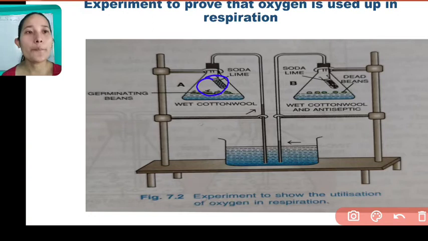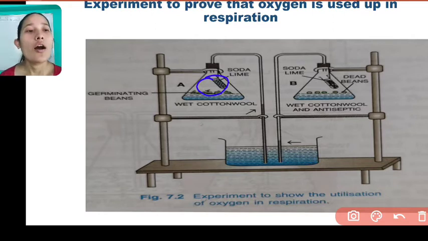But in case of setup B, since no respiration is going to take place because the seeds that are placed are dead, whatever the level of oxygen is there will not be utilized, right? So no vacuum is created, so no rise in the level of the water.